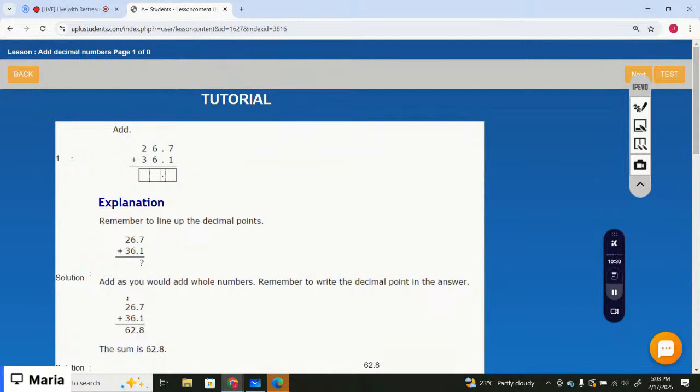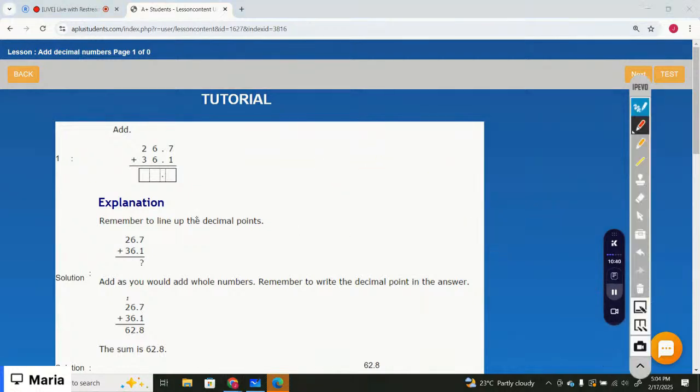Basically, we have to line up the decimal point, right? Whenever you are writing the numbers, the decimal points must be lined up. So for example, here you have 26.7 and 36.1. You can see the decimal point is always one above the other. Then we know how to add. Adding and subtracting is exactly the same as we do with other numbers.